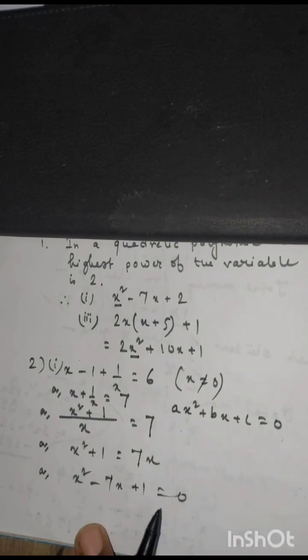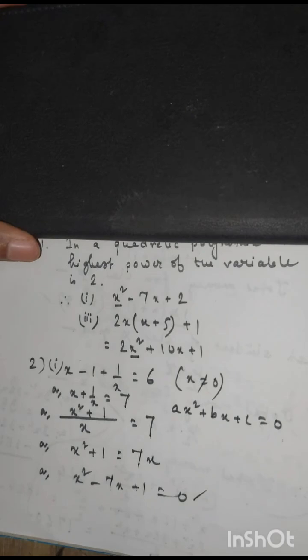So this equation can be compared to this equation. Okay, so this can be written in the form of ax square plus bx plus c equal to 0. Okay, so equation 1 is correct.